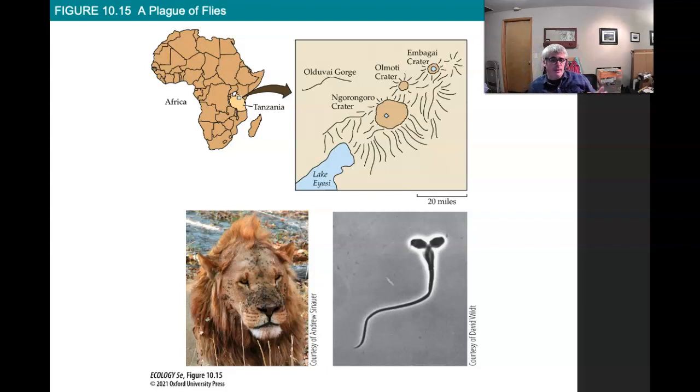So there's this big selection event. In this case, it was these biting flies killing a bunch of lions. A few lions make it through this outbreak of biting flies. The ones that are left happen to be carriers for these genetic anomalies, in this case, presumably infertile 2-headed sperm.